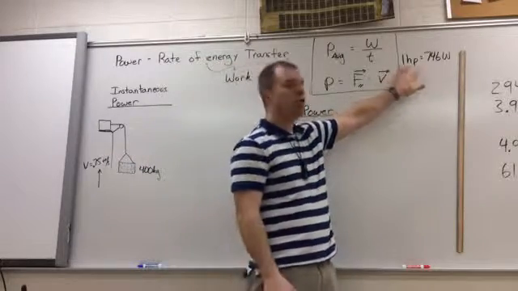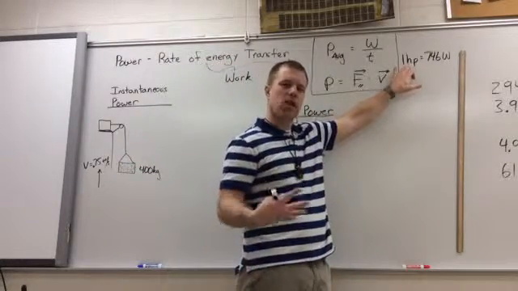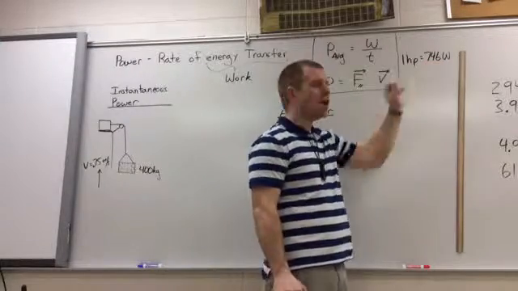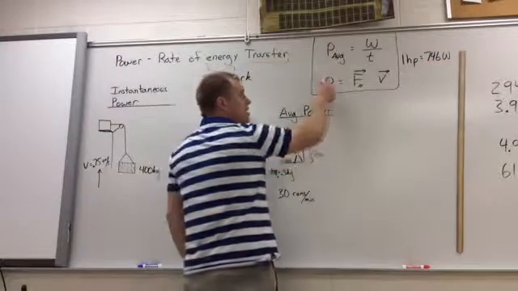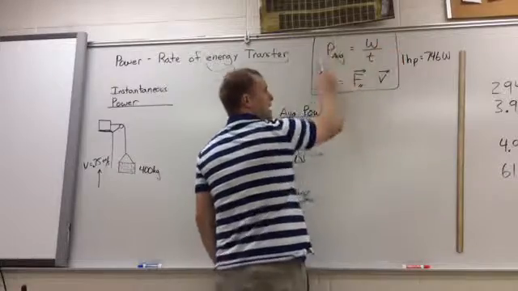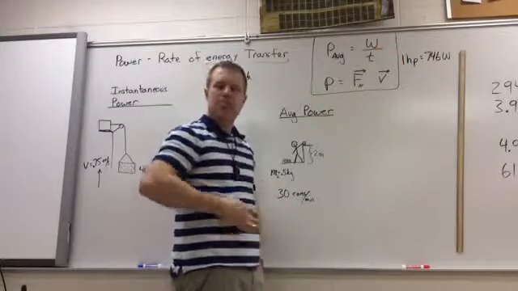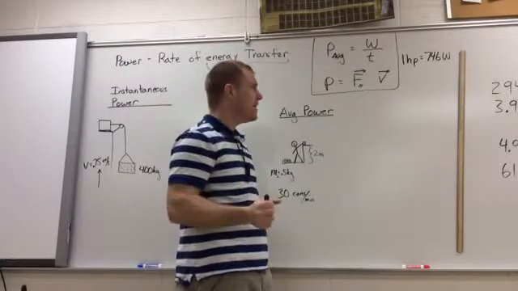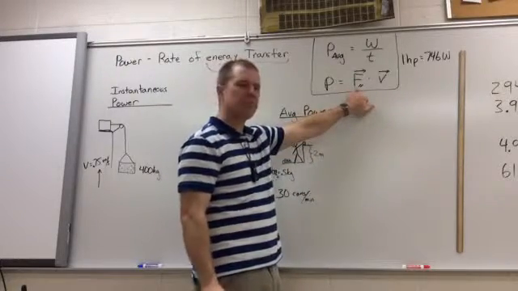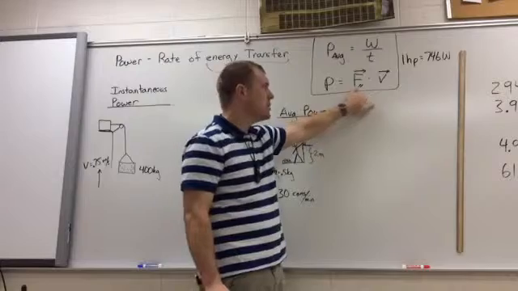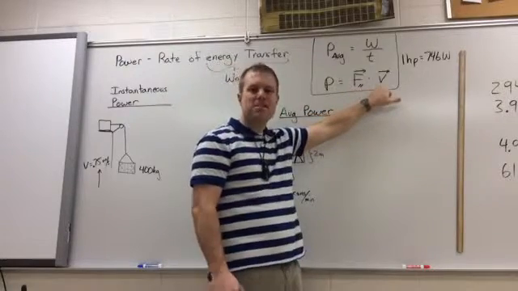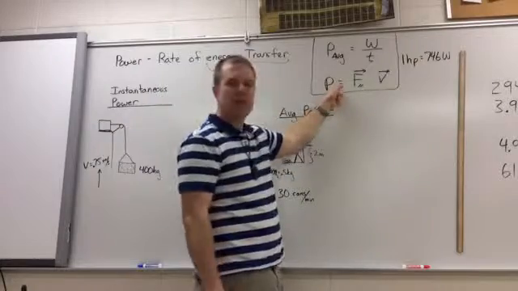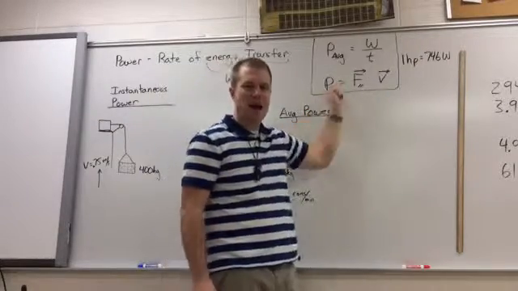The other unit we have is horsepower, if we're talking about really large power. 1 horsepower is 746 watts. If it occurs over a time period, I'm going to find my average power by dividing my work by my time. If it's occurring at an instant in time, I'm going to have to figure out what force I'm applying in the direction of motion and multiply it by the speed at that moment in time. That will give me something called the instantaneous power.